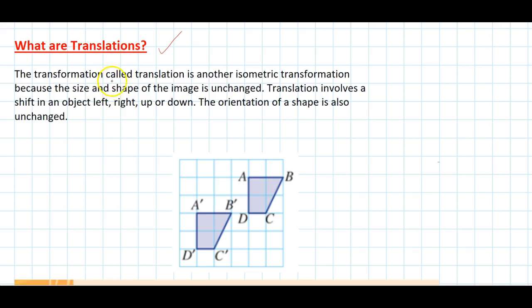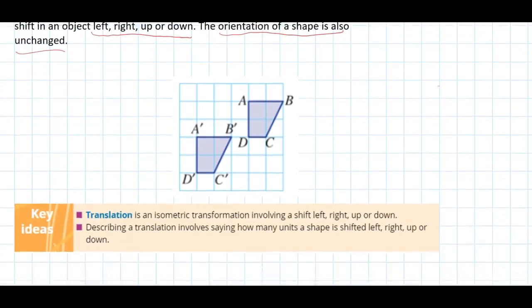The transformation called translation is another isometric transformation, which we've discussed, which means the size and the shape of the image doesn't change. We just move the location of the shape, and that's what we mean by isometric transformation. Translation involves a shift in an object left, right, up or down, and the orientation of a shape is also unchanged. So the shape of it, the way it lies, stays the same. It's just shifted slightly in regards to where it's positioned.